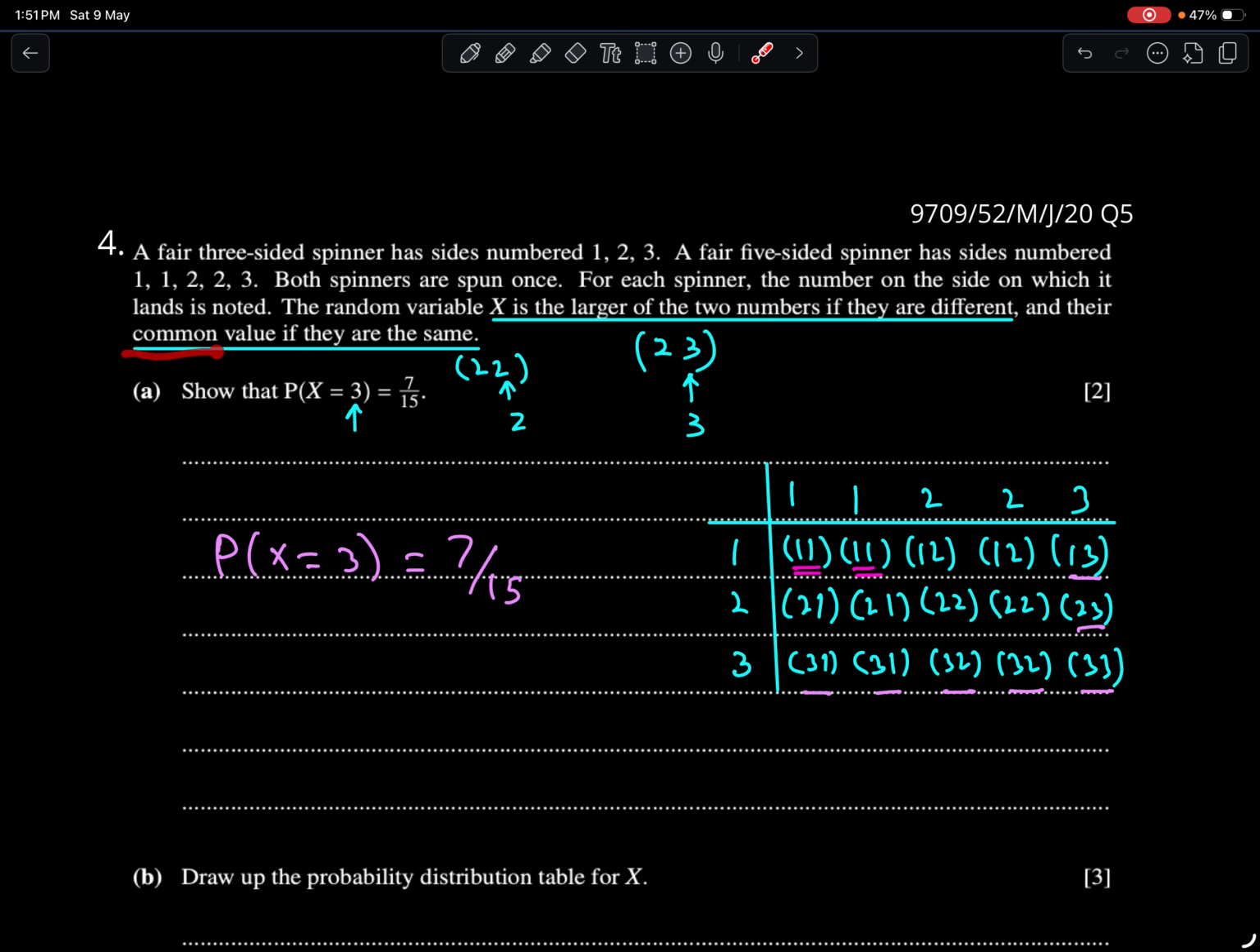And their common value if they are the same. If numbers are same, then X is 2. What if numbers are same? X is 1. Numbers are same, X is 3. Numbers are different, X is 3.